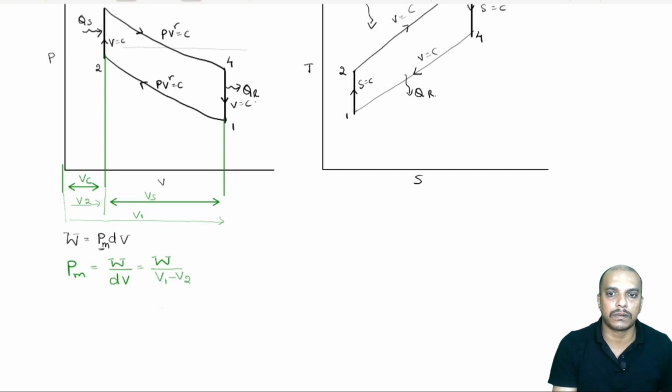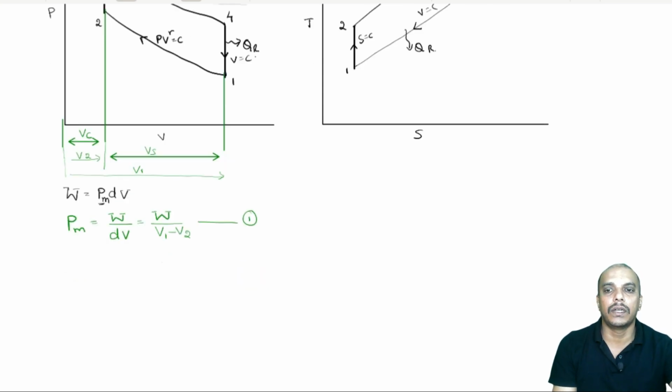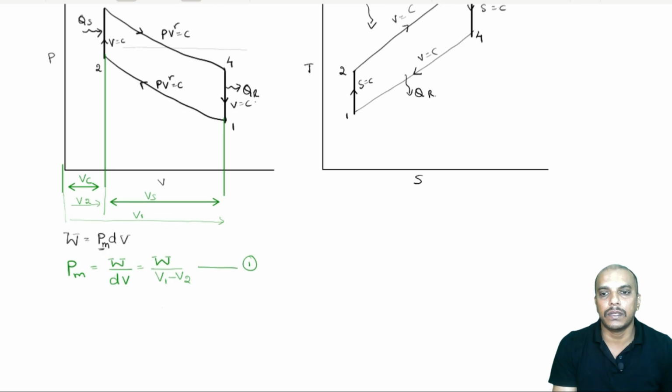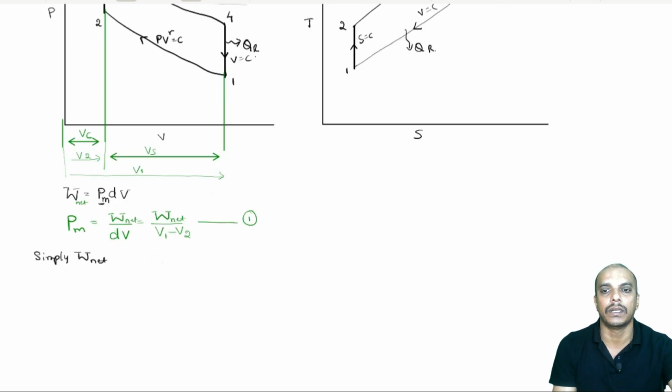We will come back to this expression later. Now, work divided by V1 minus V2. This work is actually work net, not just W. Now, how do we get this work net? Let us write work net. I will simplify. Let us take only the numerator, simplify W net first, and then we will come back to expression 1.